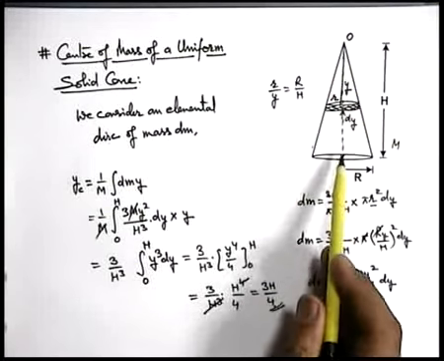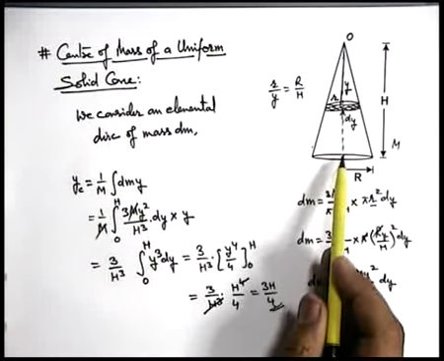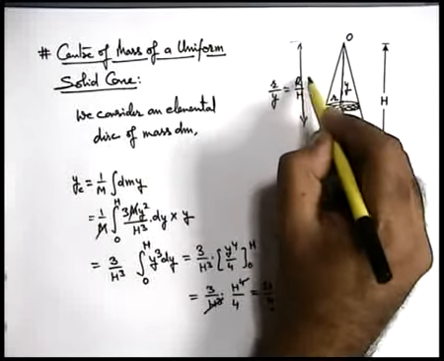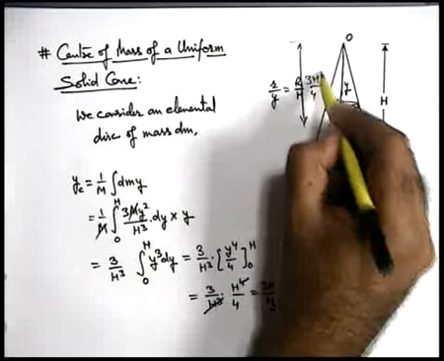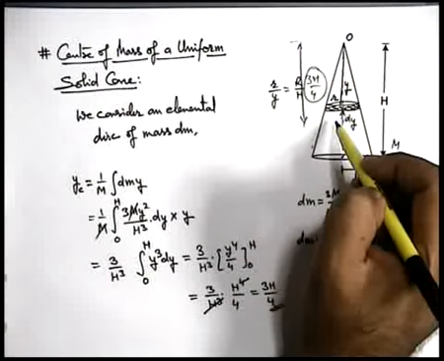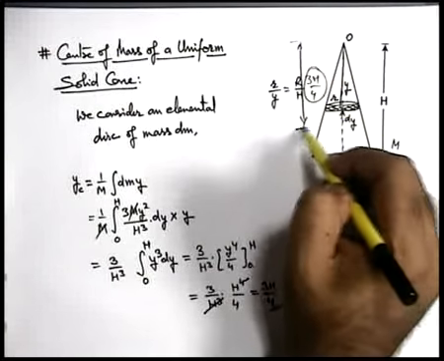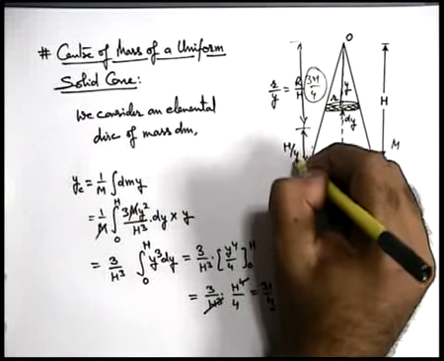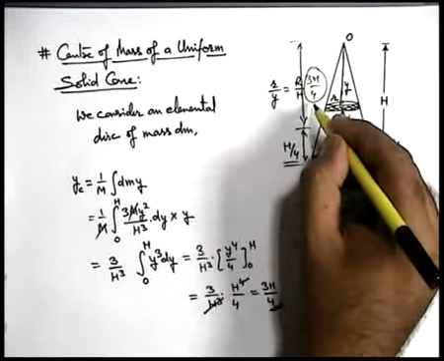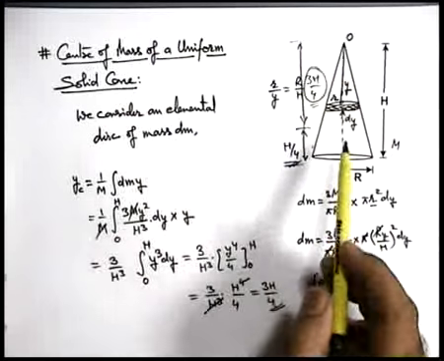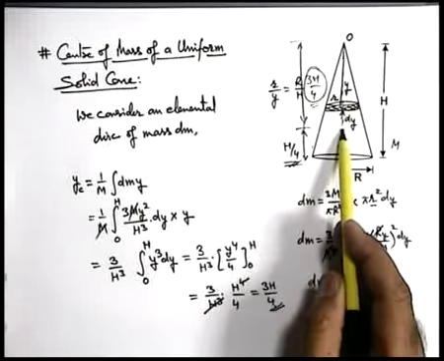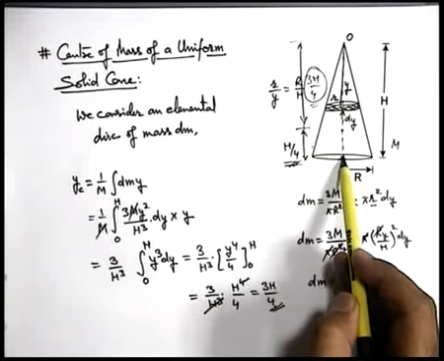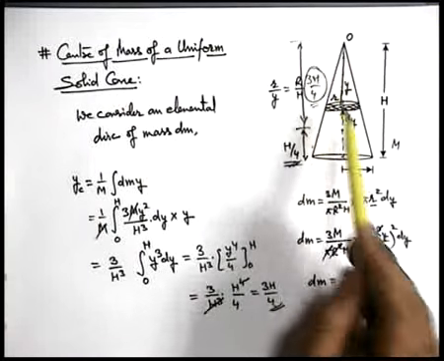So for the case of a solid cone, the center of mass is located at a depth 3h by 4 below its vertex, and if we are required to find the height of the center of mass above the base, it can be written as h by 4. So keep these two results in your mind. In case of a solid cone, the center of mass is at a distance h by 4 from the base of the cone and 3h by 4 from the vertex.